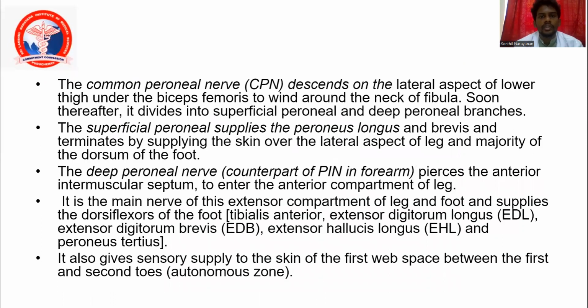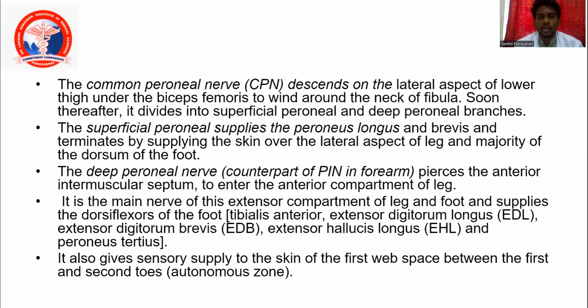The common peroneal nerve, CPN, descends on the lateral aspect of the thigh under the biceps femoris to wind around the neck of the fibula. Soon thereafter, it divides into superficial peroneal and deep peroneal branches. The superficial peroneal supplies the peroneus longus and brevis and terminates by supplying the skin over the lateral aspect of the leg and majority of the dorsum of the foot.